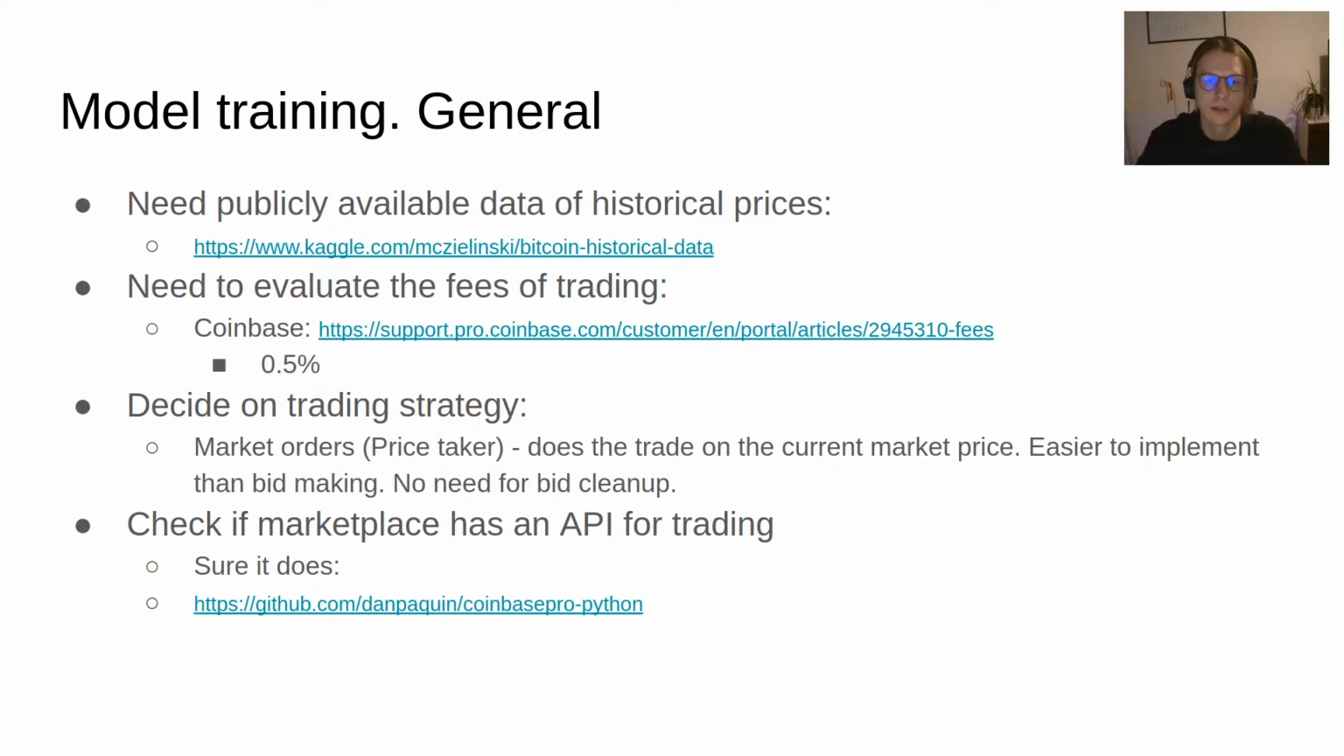I added the trading fees into the trading process. The current fee is 0.5%. It's a taker's fee, and it's in line with my strategy of being a price taker. So trading on the current price of Bitcoin in the marketplace instead of posting multiple bids and waiting for their fulfillment. I went with this just because it's much simpler this way. So yeah, I don't really think it needs much explaining.